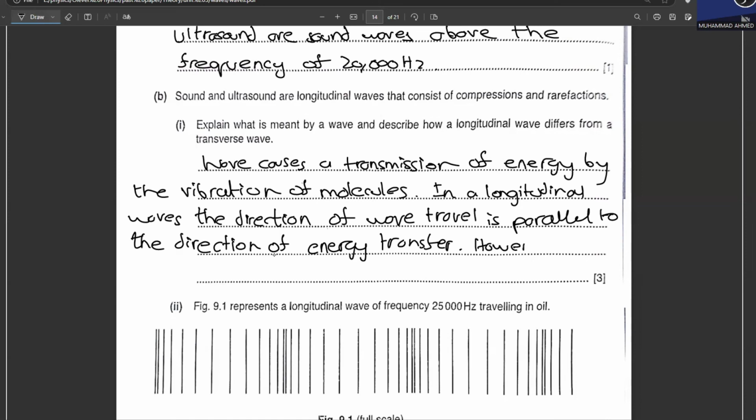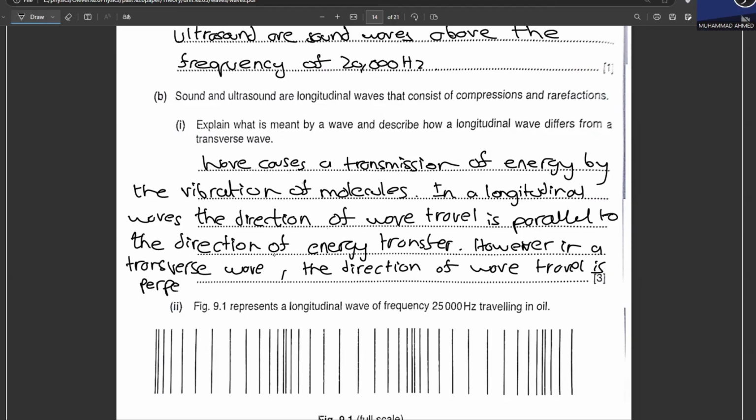However, in a transverse wave, the direction of wave travel is perpendicular to energy transfer. Simple as that, nothing complicated.